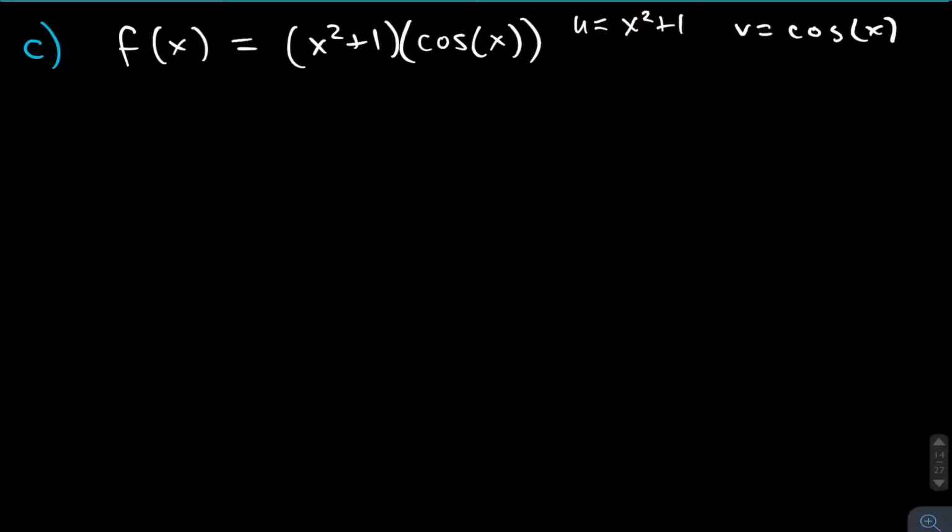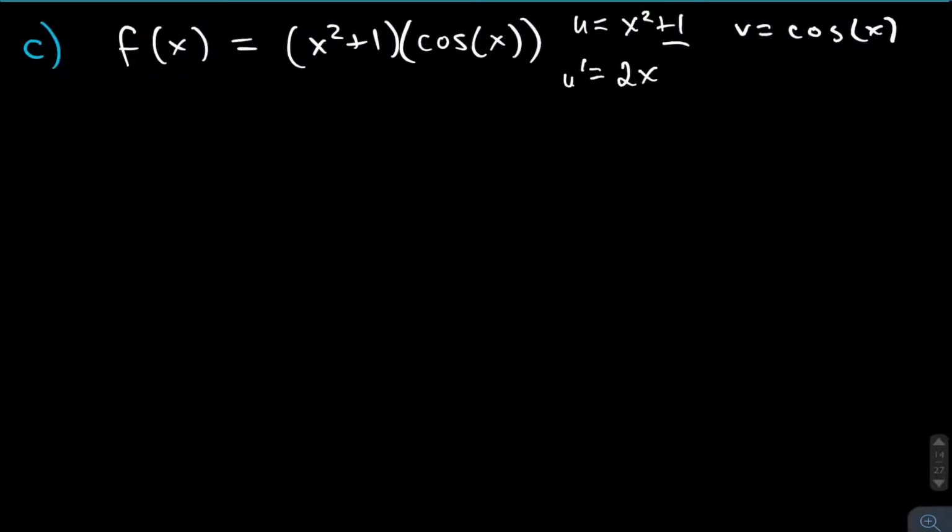Okay, u prime, taking the derivative of this, let's see if you can follow this, is just going to be 2x, right? We already talked about the derivative of x squared, that's 2x. And we talked about the derivative of a constant, 1, 2, 3, 4, 5, whatever, negative 1, negative 2, it's 0. So the derivative of a constant is 0, and we just get 2x. And the derivative of cosine x, if you remember from before, is negative sine x.